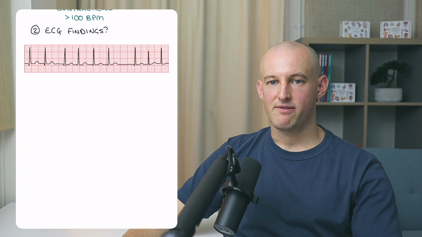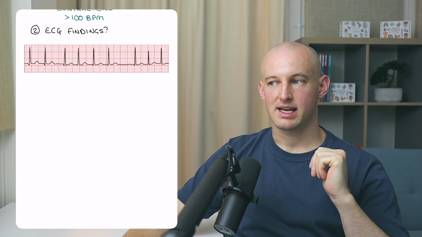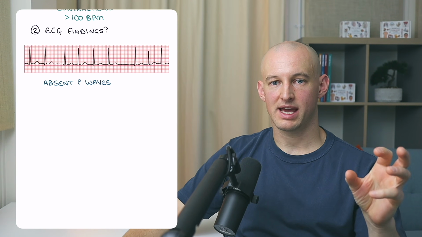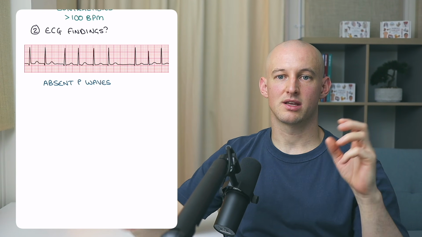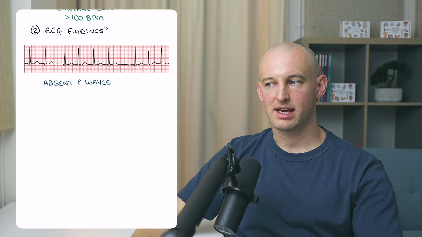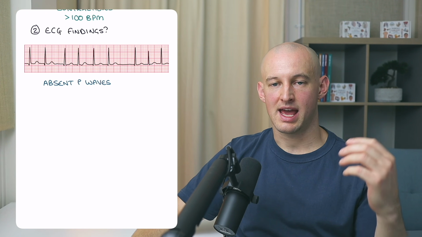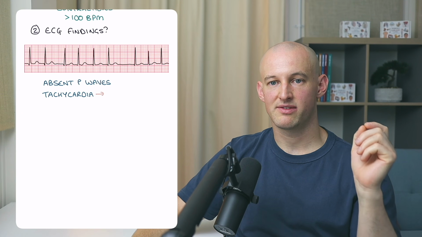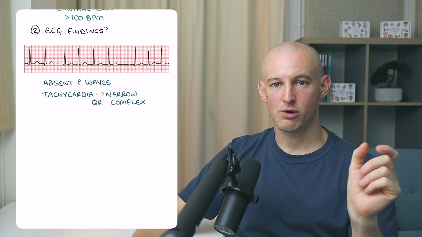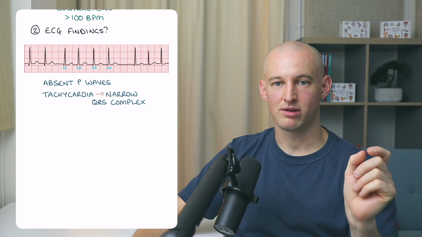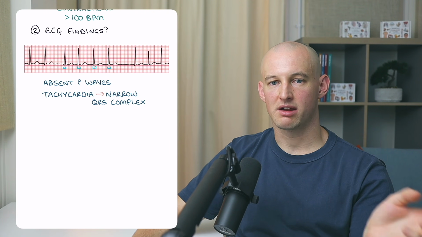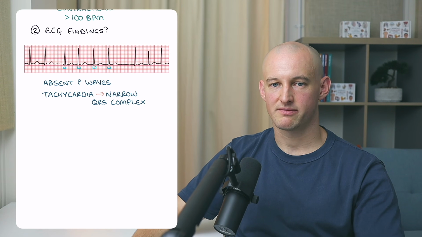So there are 3 key findings. The first is absent P waves. So there's no P waves on the ECG because those atria are just completely chaotic. The second thing is you often get a tachycardia but specifically a narrow complex tachycardia, meaning the QRS complexes are narrow as opposed to broad, and narrow is normal, and tachycardia refers to a fast ventricular rate.